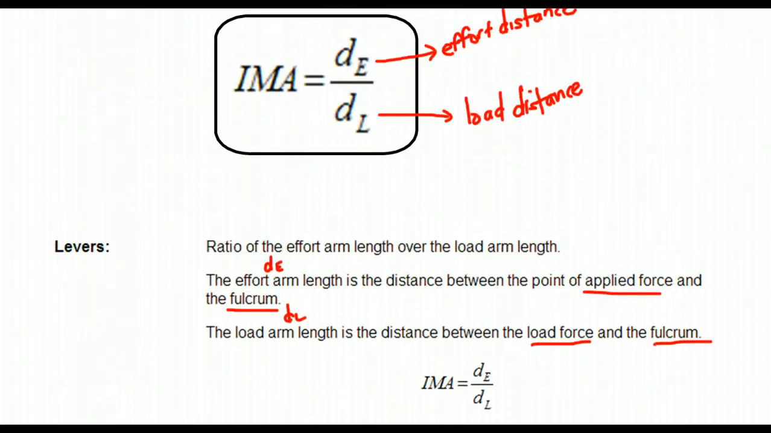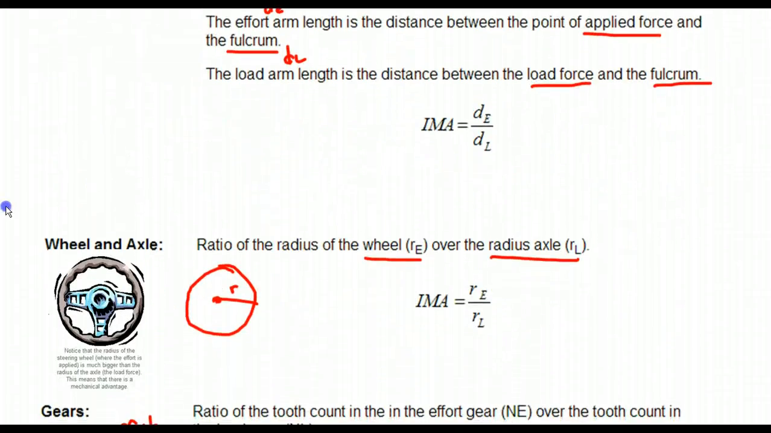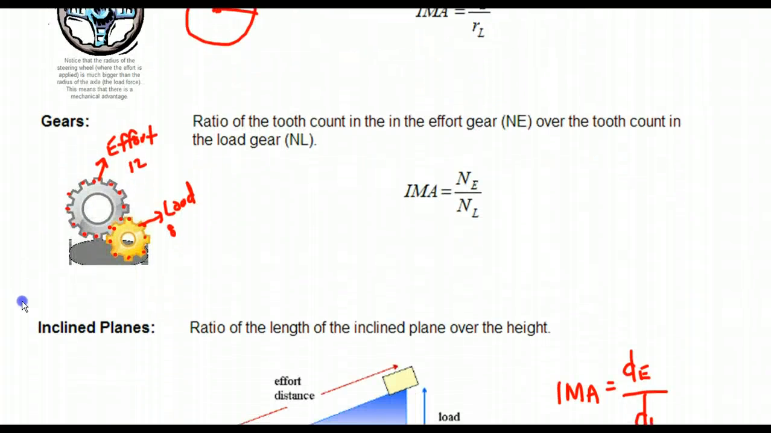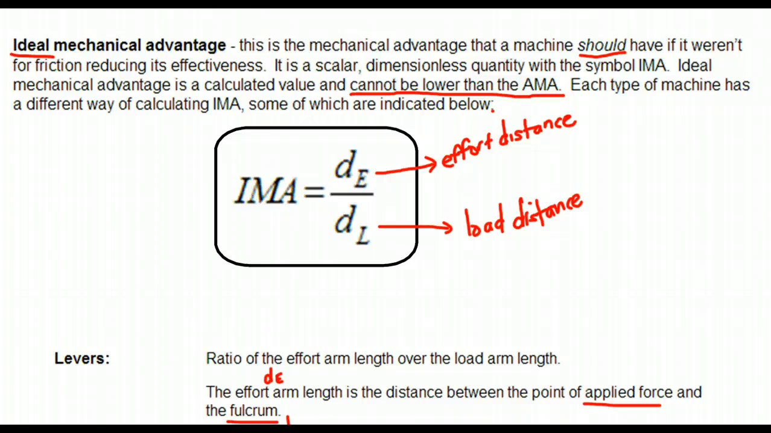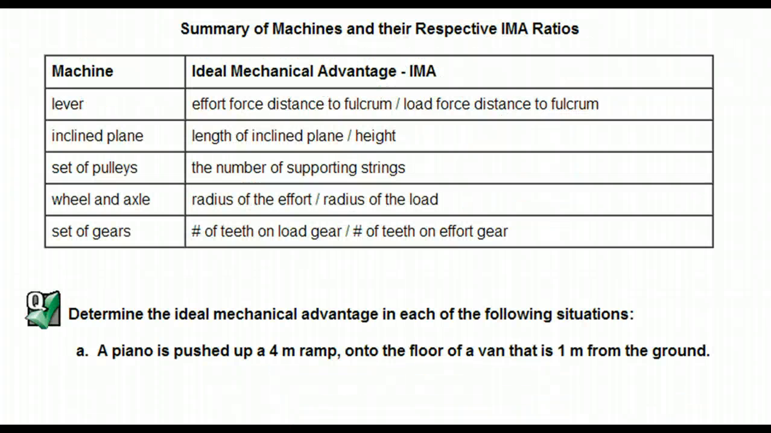Okay, so what we've just looked at is calculating actual mechanical advantage and ideal mechanical advantage. And depending on which type of simple machine you're using, you're going to be looking at slightly different parts of that. So let's look at a quick summary of this now. Summary of machines and their respective ideal mechanical advantage ratios. So if we have a lever, we're taking the effort force distance to the fulcrum divided by the load. It's always effort first if you think about what's happening.